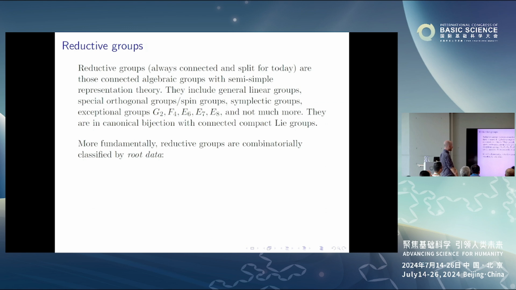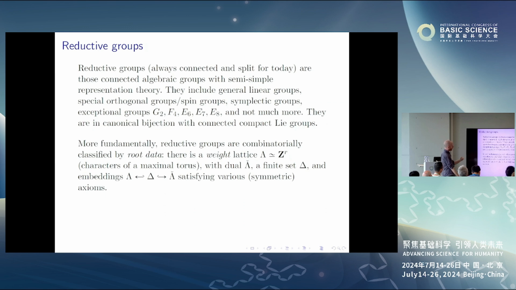More fundamentally, these reductive groups, so I said here that there's sort of a list of all of them, but sometimes it's helpful to forget that there's a list, and remember that what they're fundamentally classified by are what's called root data. So I'll just give a quick sense. There's some lattice. It's called the weight lattice. It's just Z to the r for some number r, a free abelian group of finite rank. These are going to be the characters of some maximal torus. It has a dual that we call lambda check. So that's also Z to the r.